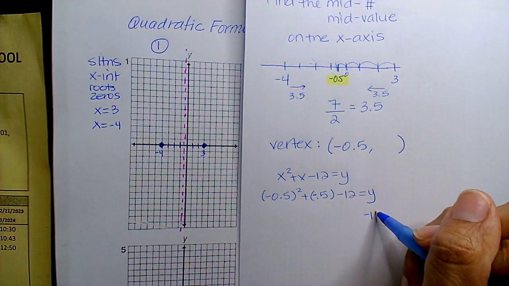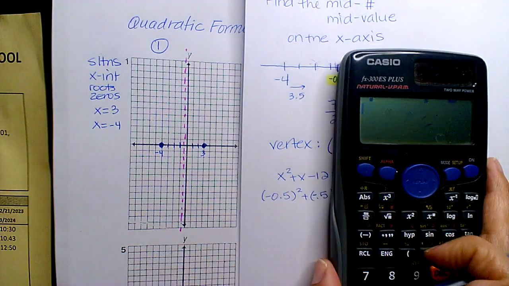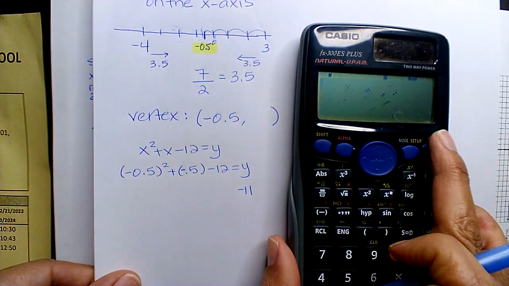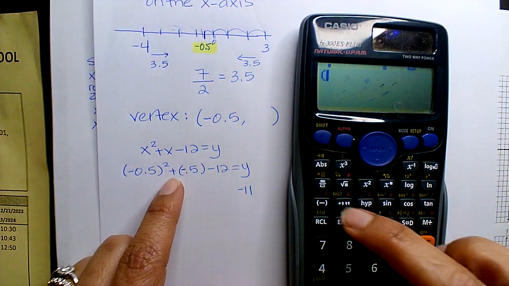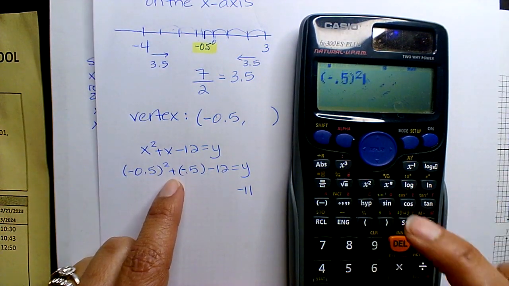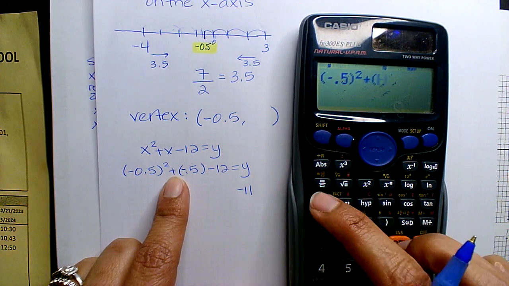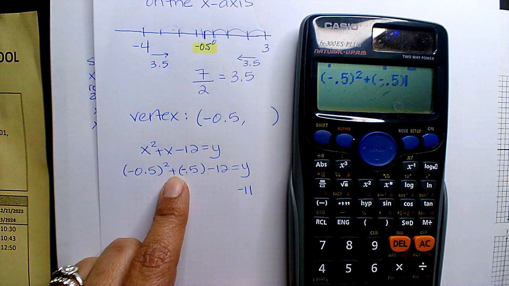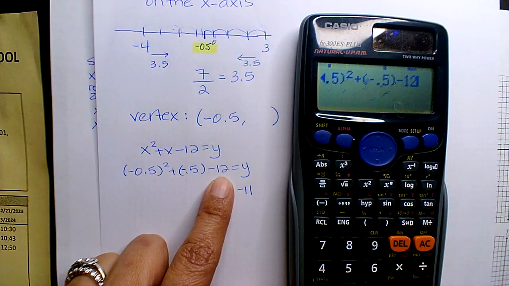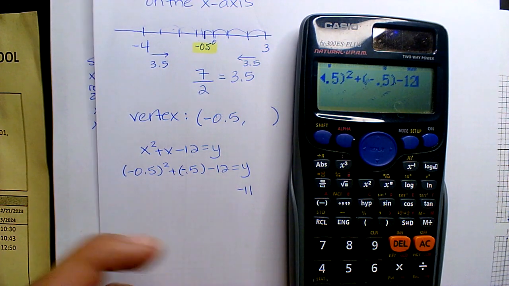Negative 11? Perfect. No? Oh, okay. Well, it's okay. I mess up too, so it's all right. All right, let me see. Negative 0.5 squared. Negative 11.25. Oh, okay. So you weren't wrong. Did I do it right? I did it right.